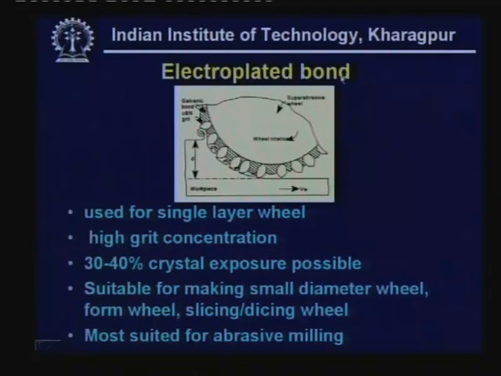This is an electroplated bond which is used for high crystal exposure. It gives high concentration. Here a single layer is bonded suitably in a galvanic metal layer, and this is used for high material removal rate, for abrasive milling and so on.